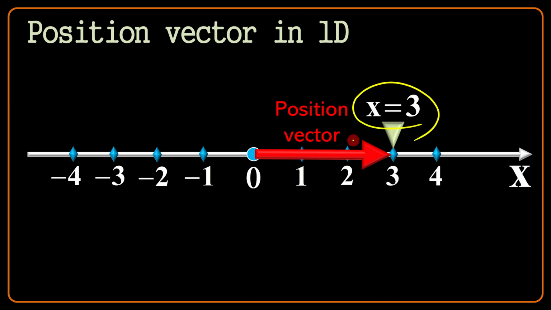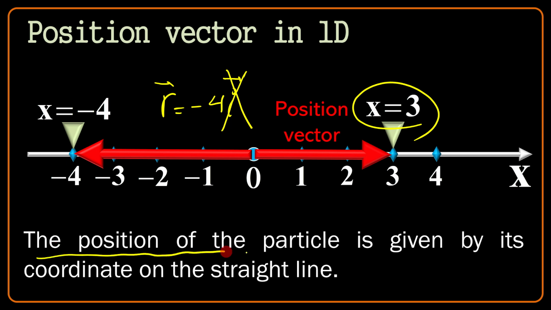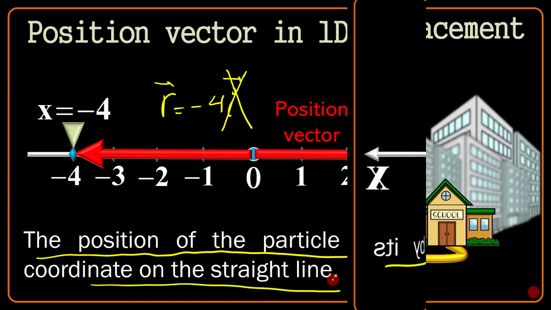It's much easier. When the object is on the horizontal axis but on the left side of the origin, the location vector is drawn to the left, so I can put it just like x equals -4, and it's enough for me. Basically, it's r equals -4i, but no need to write i anymore, as we know that it must be on the x-axis. So the position of the particle is given by its coordinate on the straight line.